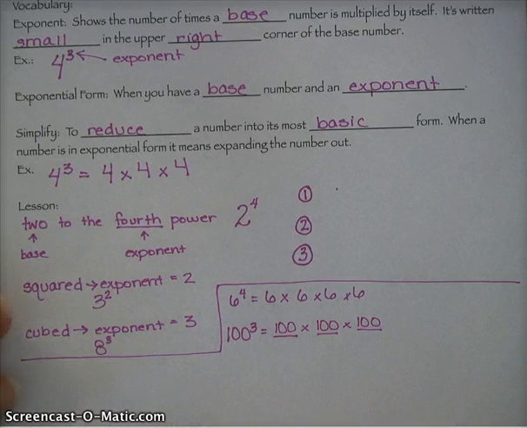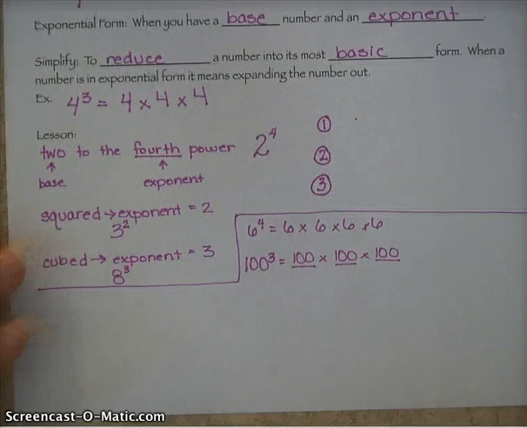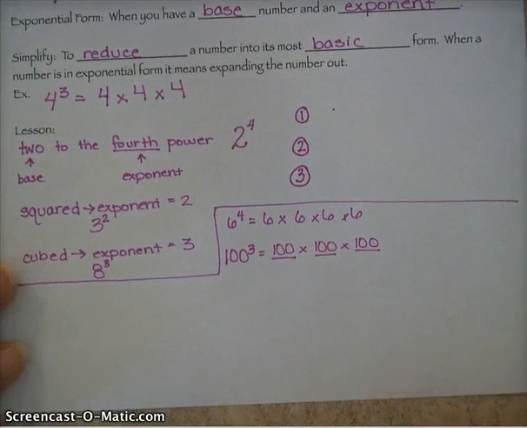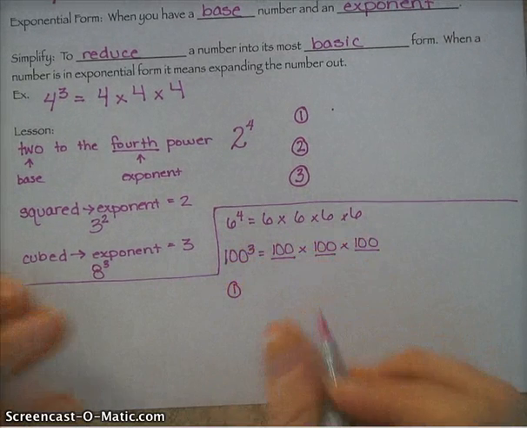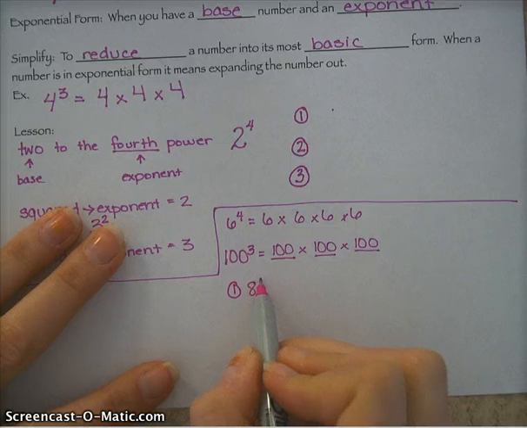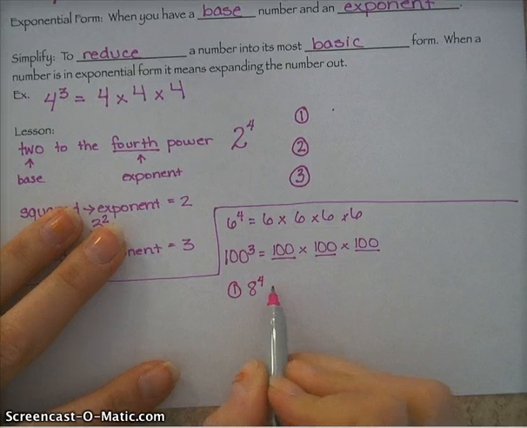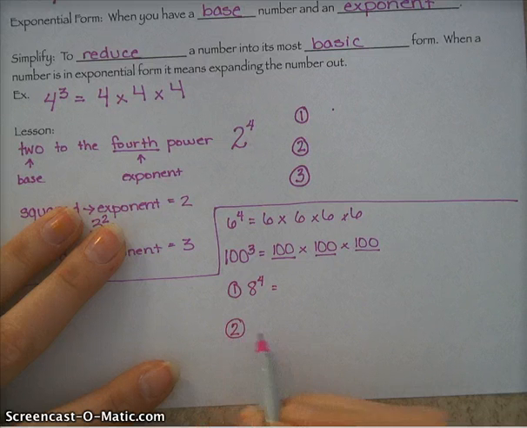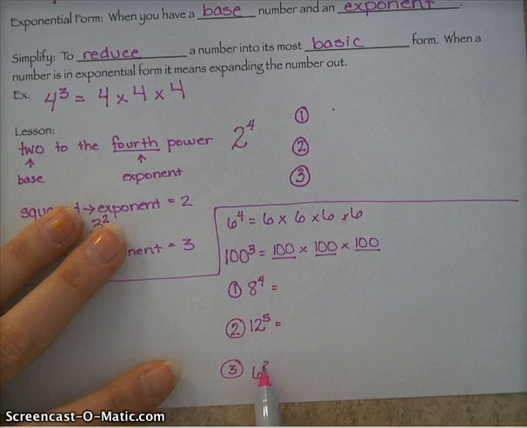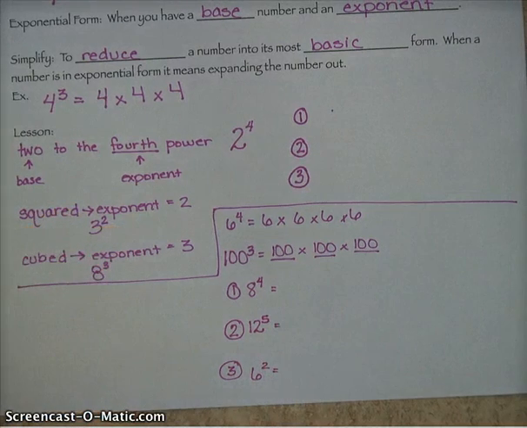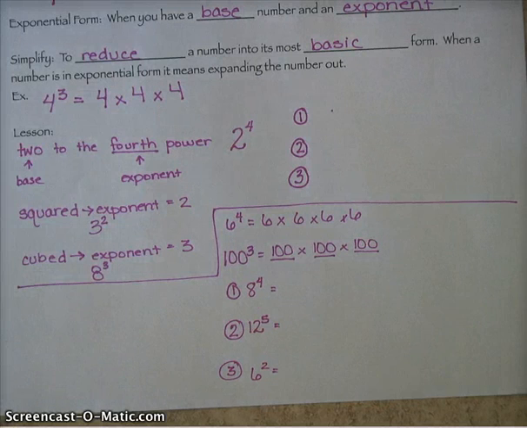Alright, so again, I'm going to write out 3 problems real quick, and then I want you to try to simplify them. So number 1, I want you to do 8 to the 4th power. I want you to simplify it. Number 2 is going to be 12 to the 5th power. And number 3 is going to be 6 squared. So go ahead and pause this and work on those ones. Remember, you're expanding it. You're just simplifying it. You're not solving them yet.